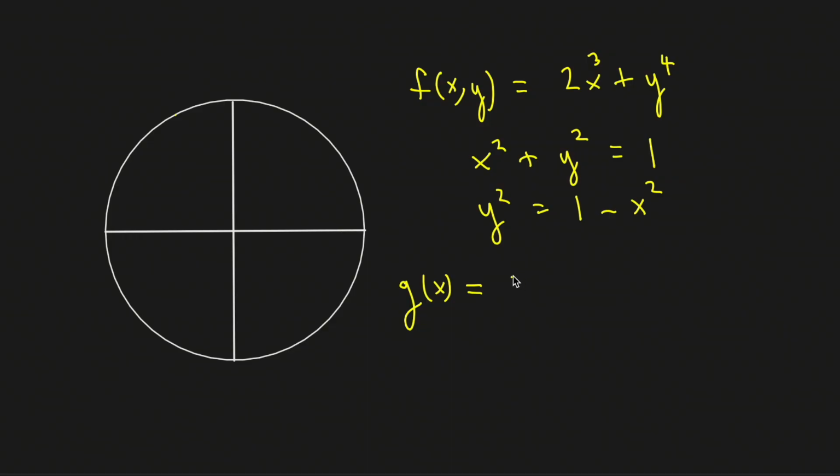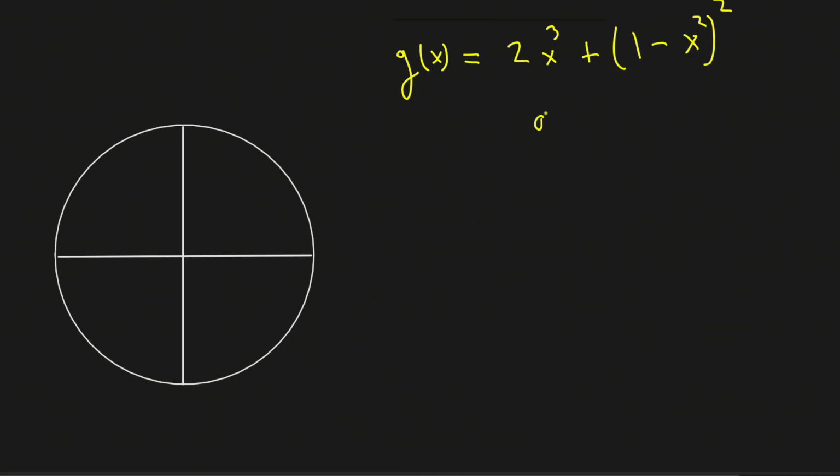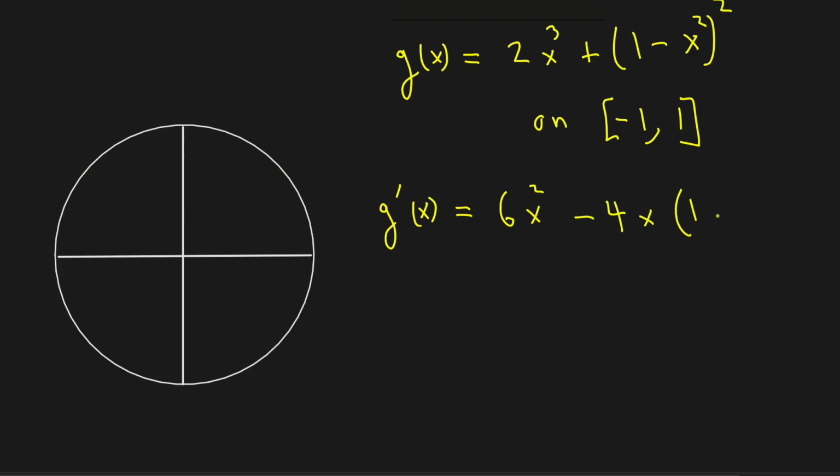So g of x is 2x cubed plus y to the fourth. That's y squared squared. So that's (1 minus x squared) squared. So g is defined on the closed interval -1 to 1. So we need only take the first derivative of g and see where it's equal to 0, and then also test the endpoints, -1 and 1. So the derivative of g is 6x squared minus 4x times (1 minus x squared).